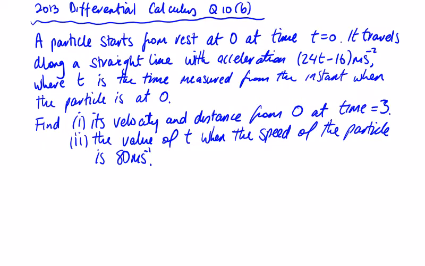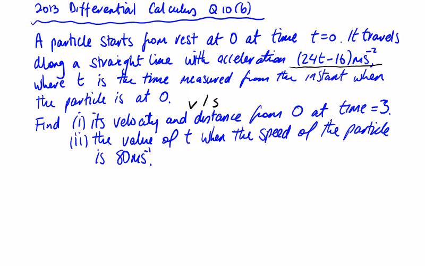Differential Calculus 2013, question 10b. A particle starts from rest at O, at time t equals 0. It travels along a straight line with acceleration 24t minus 16 ms to the minus 2, where t is the time measured from the instant the particle is at O. Find its velocity and distance from O at t equals 3.